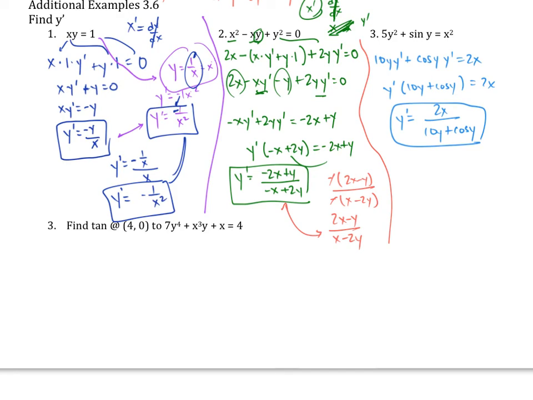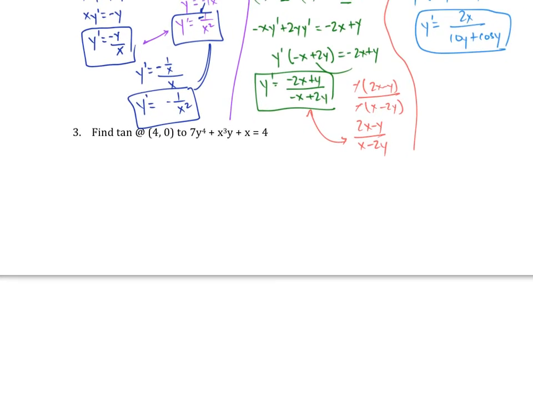Let's take a look at our last example right here. And then we're going to do a few more examples in class, of course, as we always do. All right, let's take a look at what we got. Let me go to my color wheel and pick a color. Looking at this problem, it says find the tangent at 4, 0 to this equation. I did all the ones above with y prime. Let's go back to the other notation, the dy dx notation.